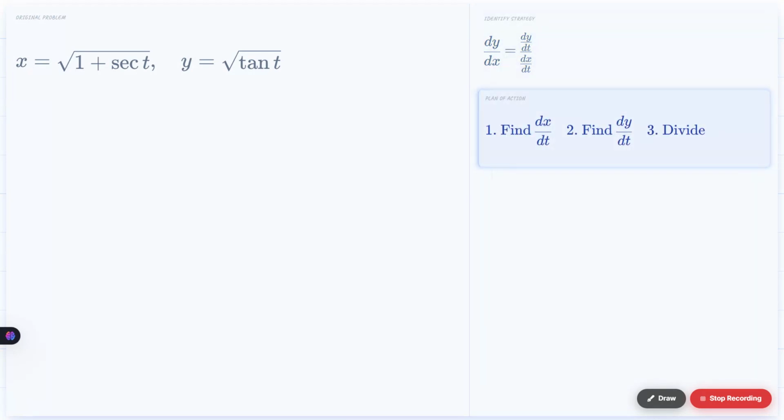We make a plan with 3 steps. We do this so we can solve the problem in order. First we find dx divided by dt, then we find dy divided by dt, and then we divide them.